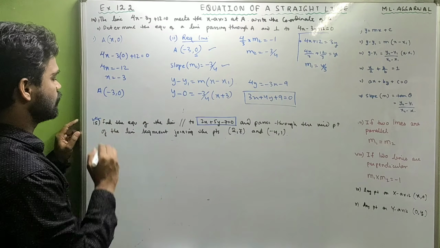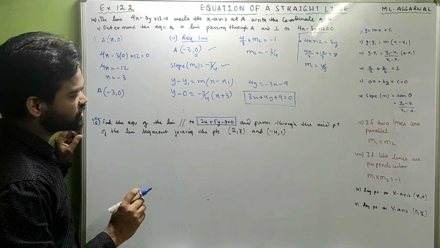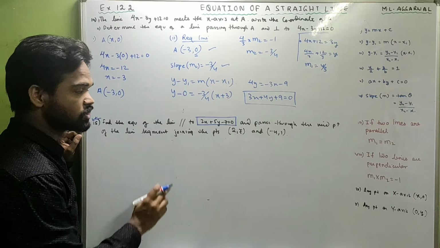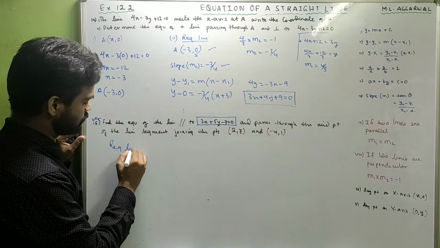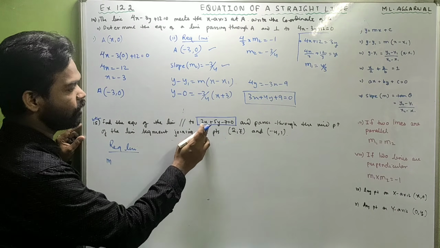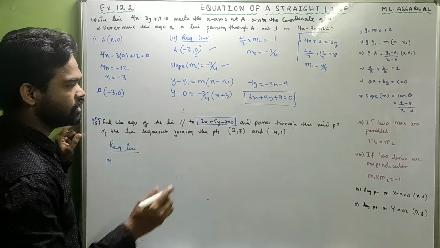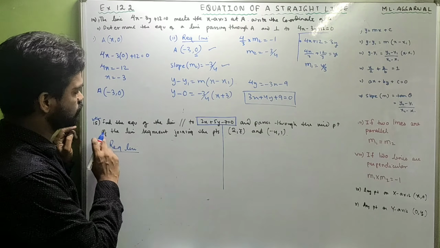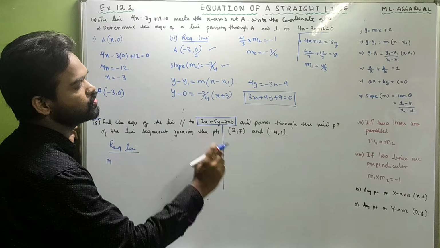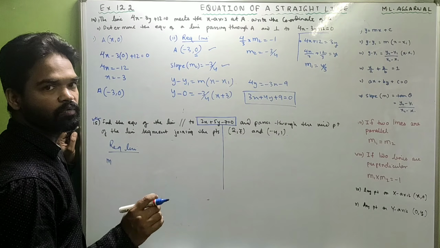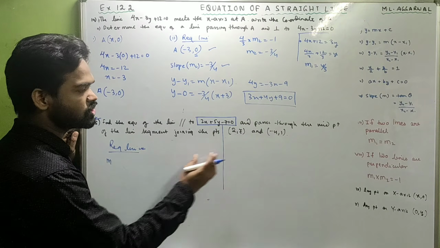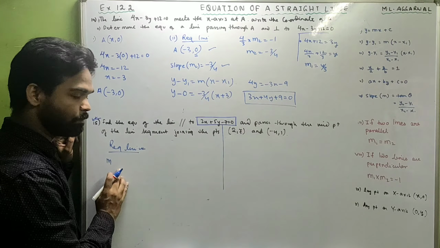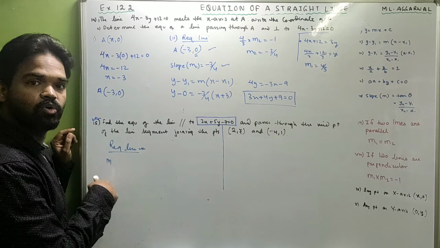Done. Now look at number 15. Find the equation of a line parallel to 2x plus 5y minus 7 equals 0, which means the slope of the required line and the slope of this line will be the same, okay? And what they have told, it passes through the midpoint of the line segment joining the points (2, 7) and (minus 4, 1), which means your required line passes through the midpoint of this. So if you find the midpoint, your line will pass through that point. So we'll have the point and slope.